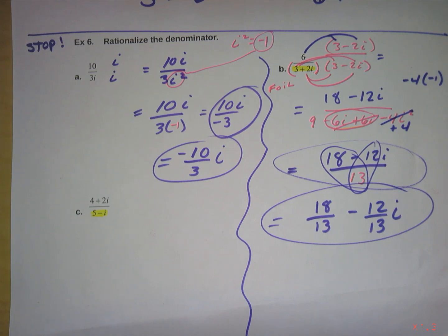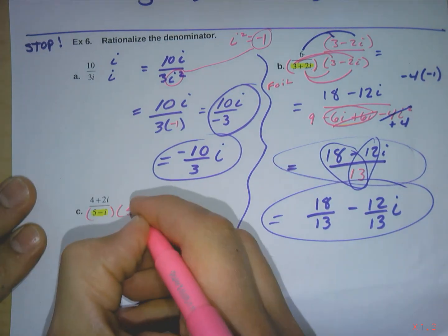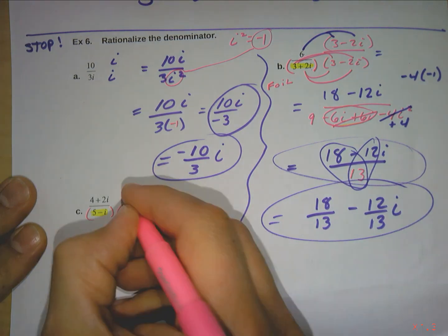So I've got 5 minus i. We need the conjugate of 5 minus i. What's the conjugate of 5 minus i? 5 plus i. So I'm going to multiply by the conjugate of 5 plus i, top and bottom.